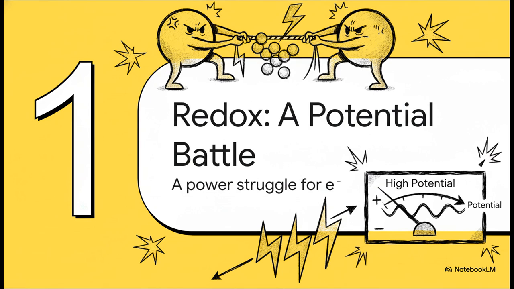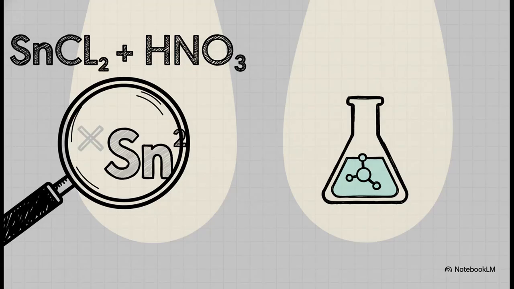Okay, our first tool is all about spotting what we call redox reactions. The best way to think about these is like a chemical tug-of-war. It's a total power struggle where substances are fighting over electrons. And the winner? Well, it's decided by which one has a stronger will to react, and we can actually put a number on that will. It's called redox potential.